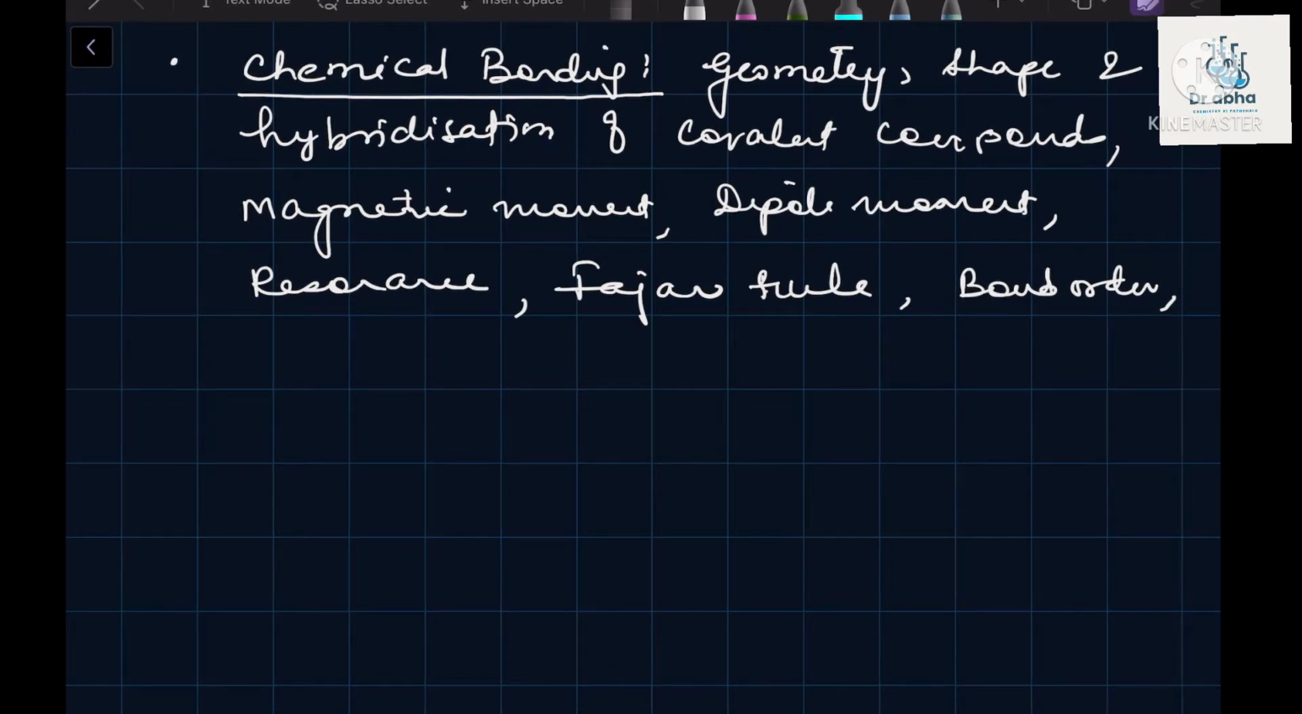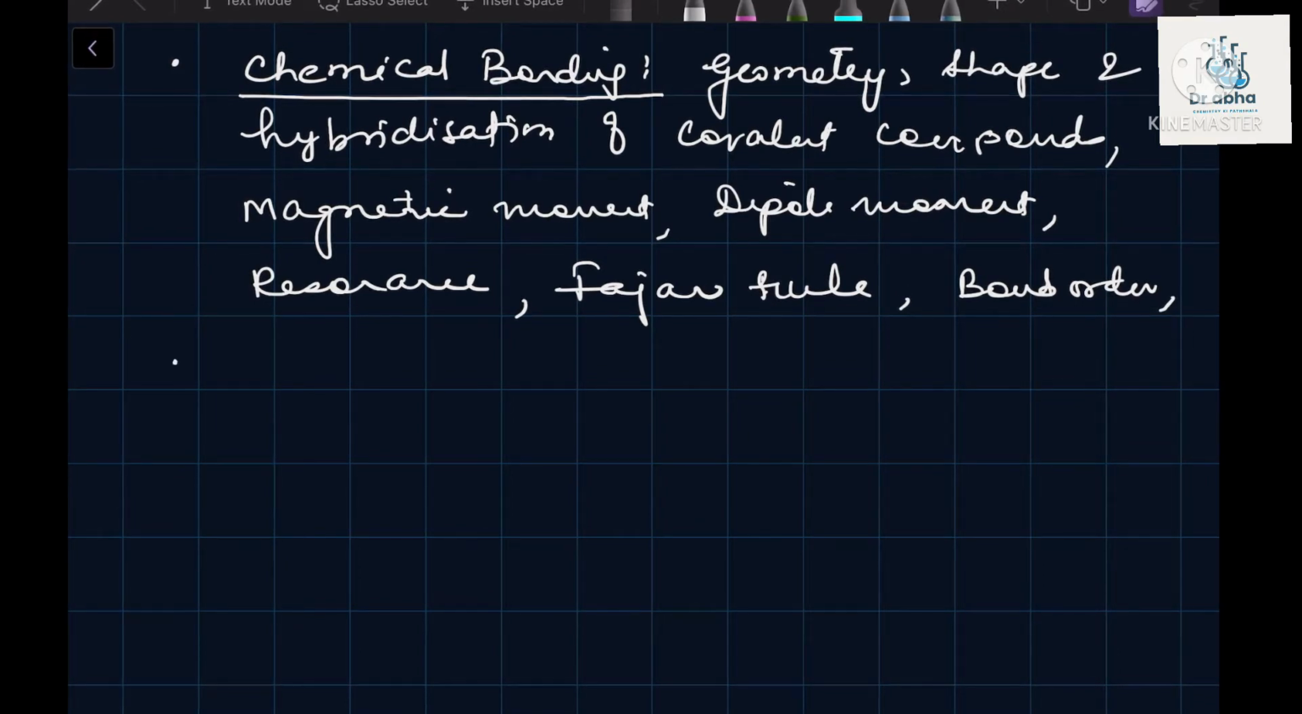Then atomicity, electron dot structure. These are certain simple topics which are there in chemical bonding of class 11, and they will be repeatedly used in class 12.